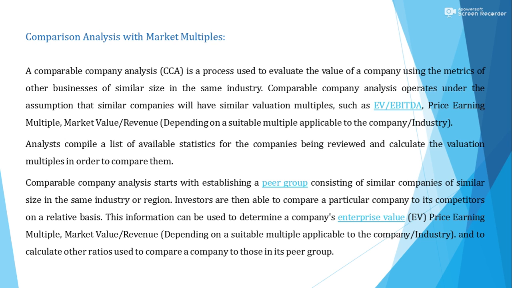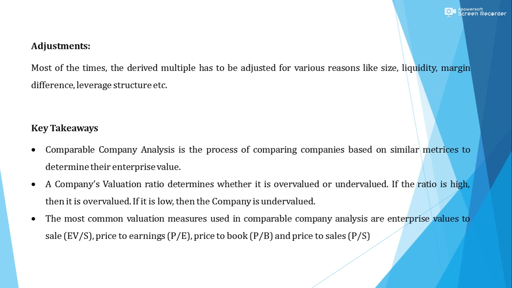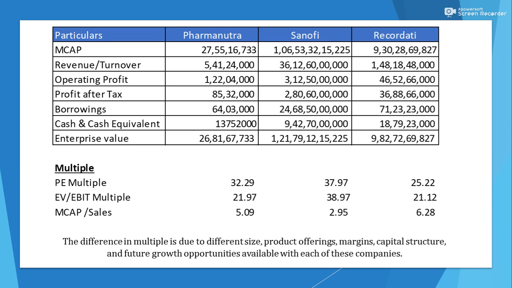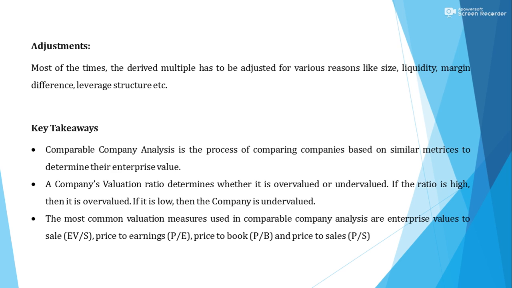Comparable company analysis starts with establishing a peer group consisting of similar companies of similar size in the same industry or region, though it is not always the case that we will get similar companies of similar size in the same industry. So for doing comparison analysis, I have taken Sanofi and Recordati, these two companies. For comparison analysis, there should be adjustments with regard to size, liquidity, margin difference and leverage structure.